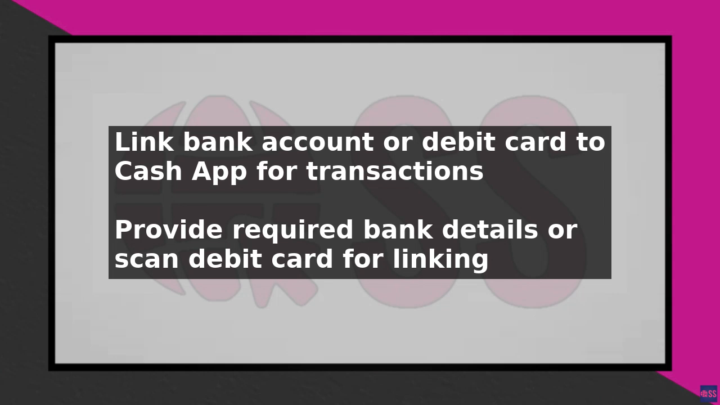After verifying your identity, you can start using your Cash App account to send and receive money. You can also use the app to invest in stocks and buy Bitcoin. To add money to your account, tap on the Add Money button and enter the amount you want to add. You can also use the app to send money to friends and family by tapping on the Send Money button and entering the recipient's $cashtag.